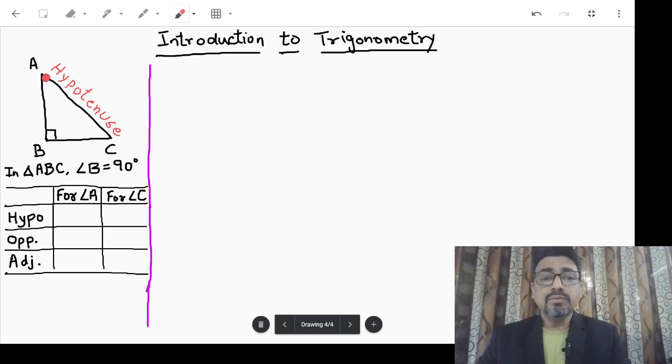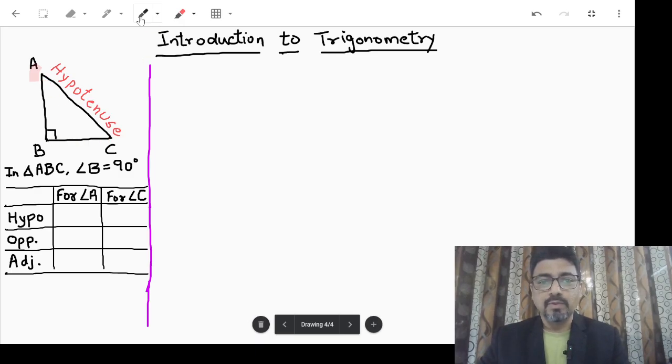Next, we name the three sides of the right-angled triangle with respect to the two acute angles. Which are the two acute angles here? They are angle A and angle C. We name the three sides as either hypotenuse, opposite side, or adjacent side, with respect to angle A or angle C. Let us first consider the acute angle A. For angle A, what will be the opposite side? The opposite side will be BC.